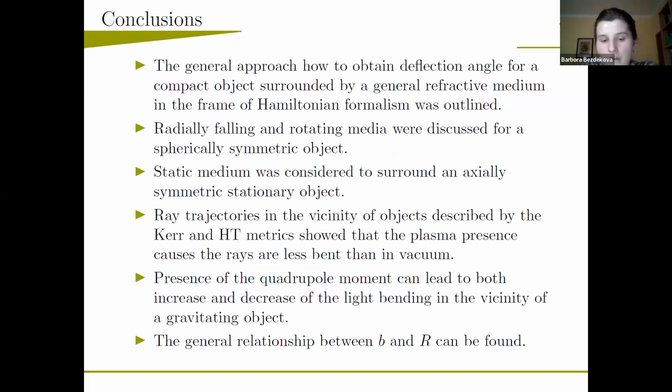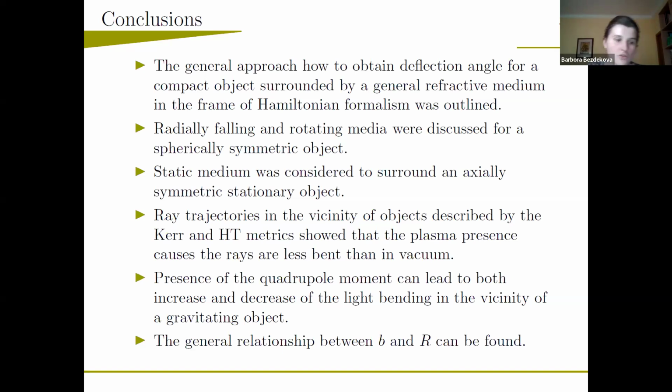I wanted to present to you the general approach to analytically study light rays around compact sources surrounded by a medium, which is usually dispersive and refractive. I showed you two examples for spherically symmetric space-time. One was radially falling, the other was rotating. I compared the results for the static medium around an axially symmetric object, and I showed you also the ray trajectories for the Kerr metric and the Hartle-Thorne metric.